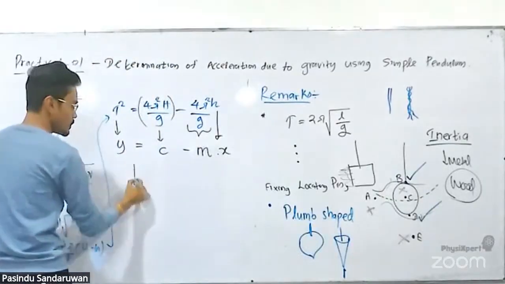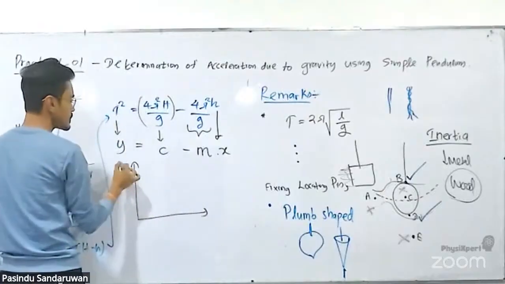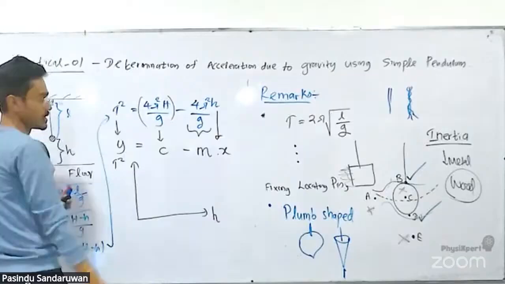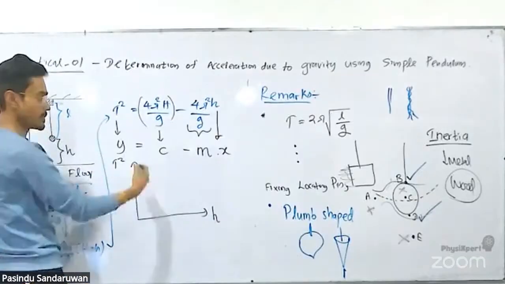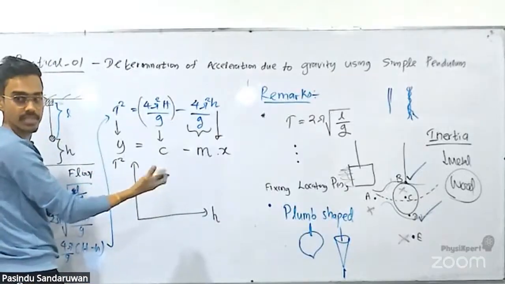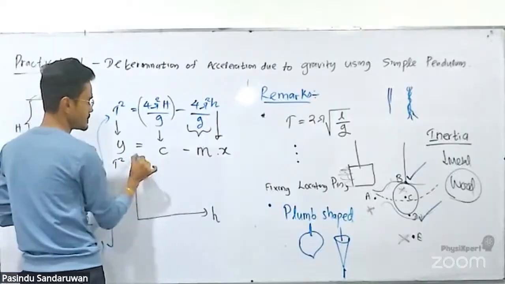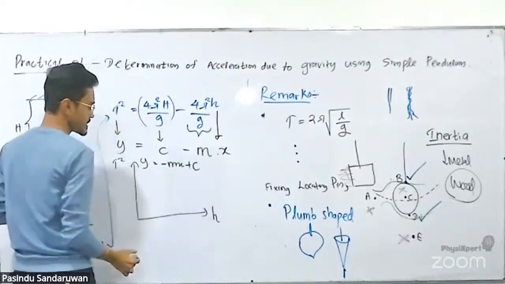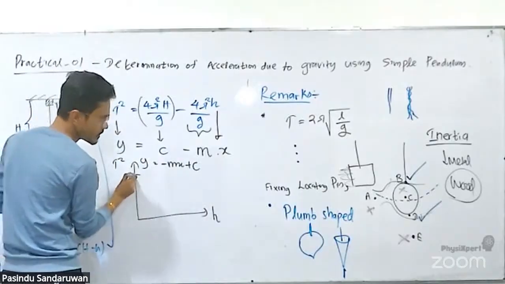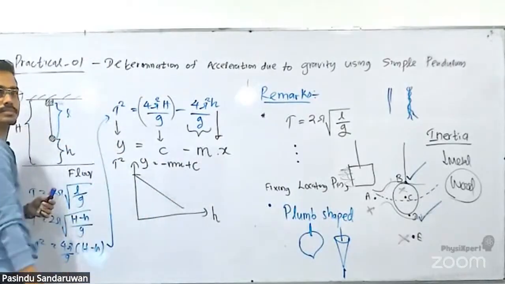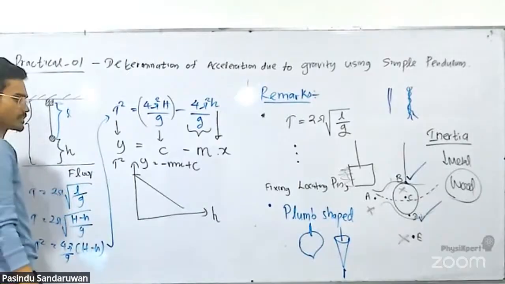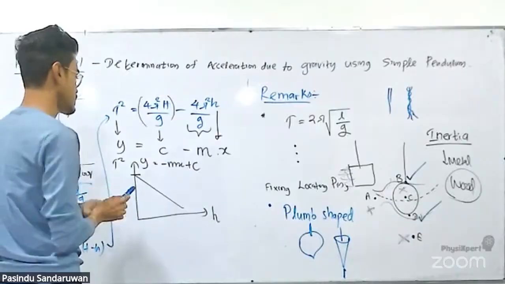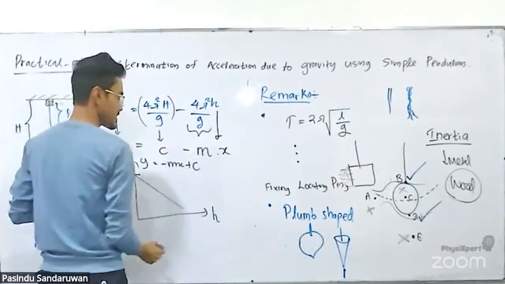Now what you are going to get is t squared with h minus mx plus c. That is a standard curve, y equals minus mx plus c. Right? This is the curve. Now once this curve is plotted, you know the gradient and intercept.